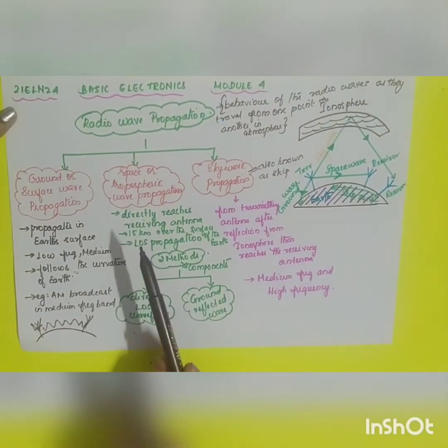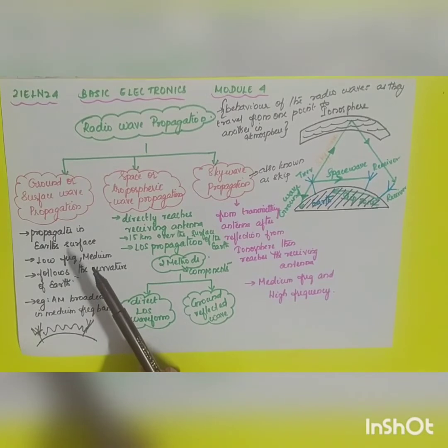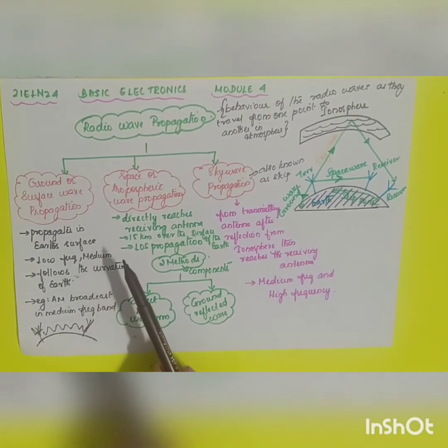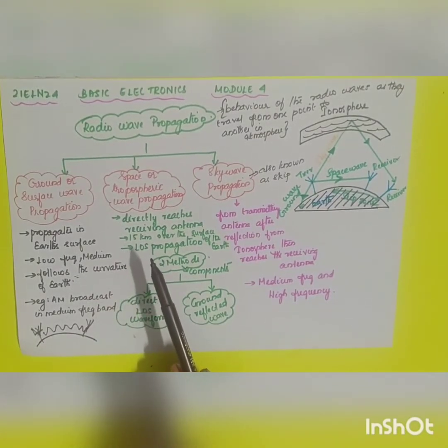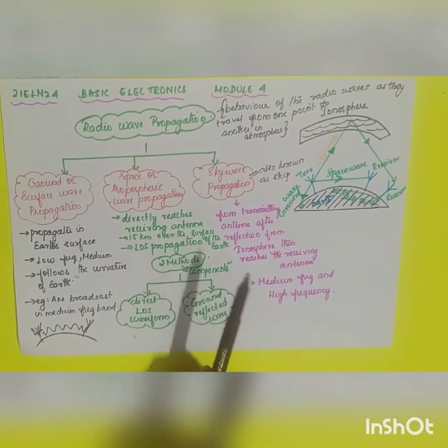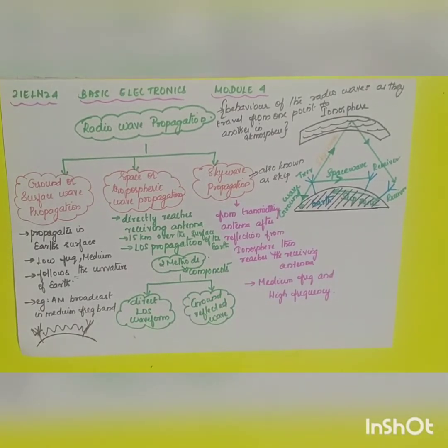So it can be mainly classified into three different types of propagation. The first one is called ground or surface wave propagation. The second one is called space or tropospheric wave propagation, and the third one is called sky wave propagation.